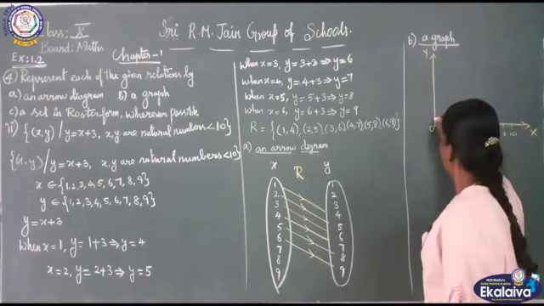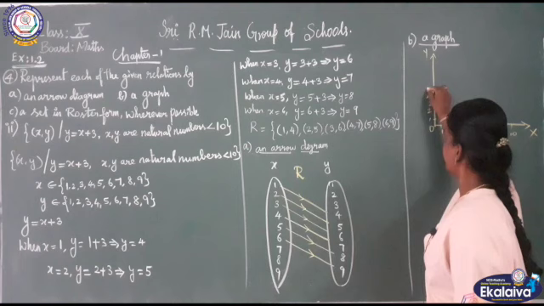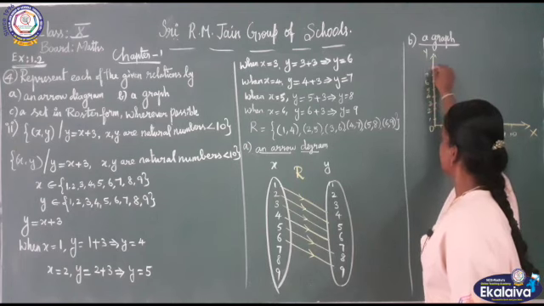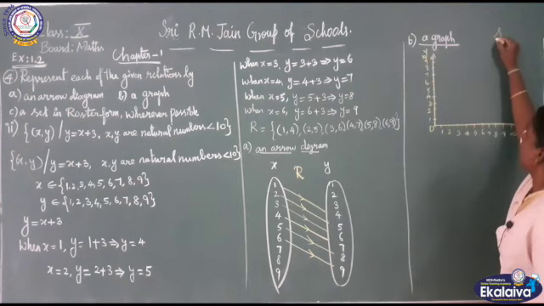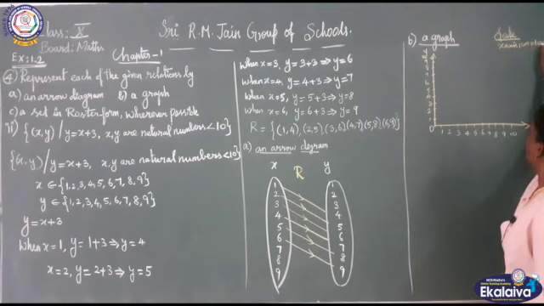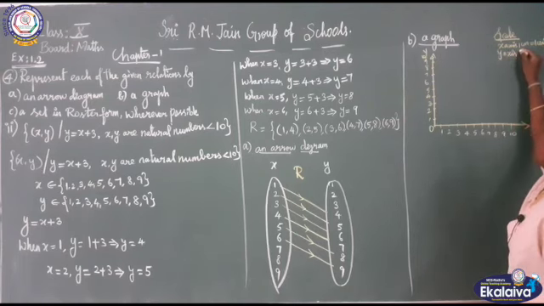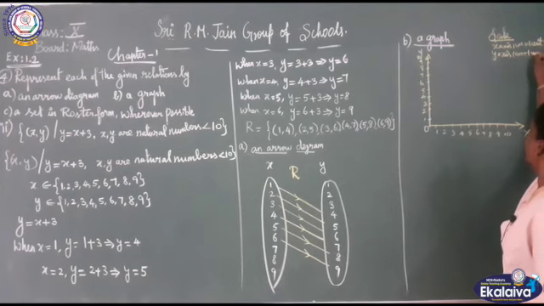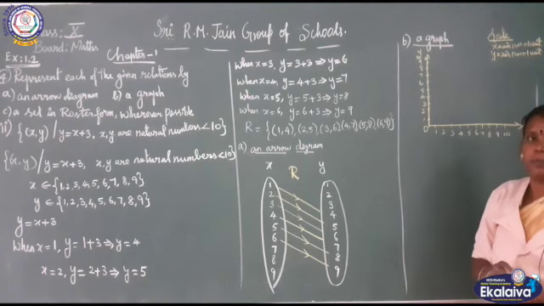And for y, 1, 2, 3, 4, 5, 6, 7, 8, 9 and 10. I will write the scale for this. Scale: x axis 1 centimeter equals 1 unit, y axis 1 centimeter equals 1 unit. After writing this scale, I am going to mark the points.